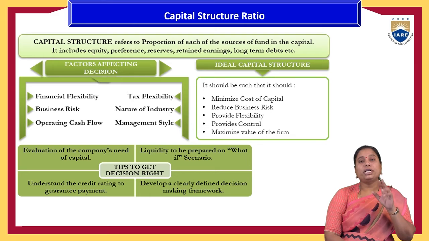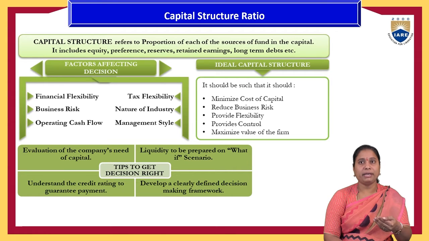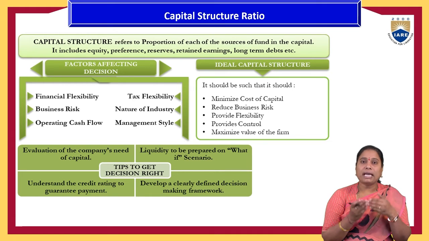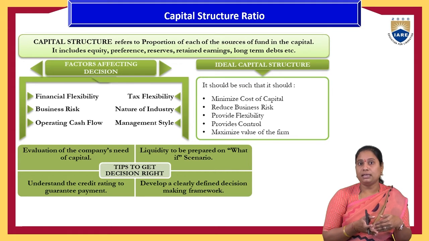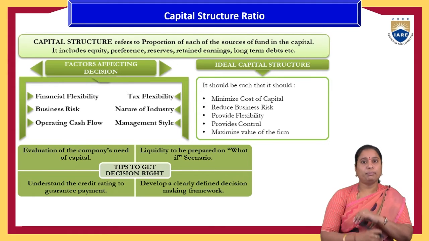The proportion of debt and equity and the solvency position of the organization is estimated with the help of these capital structure ratios. That is, how much capital the organization has, and in that capital, what the debt and equity position is.